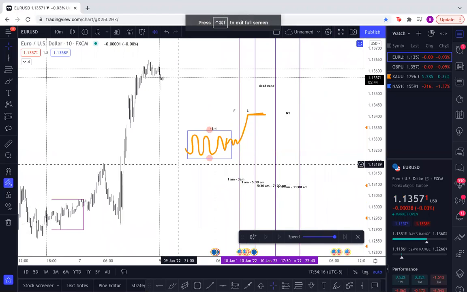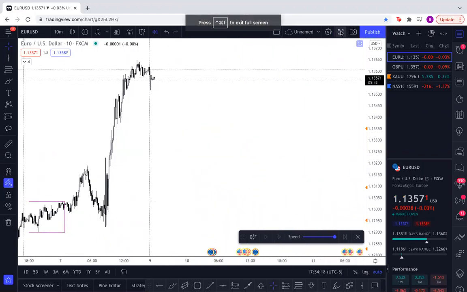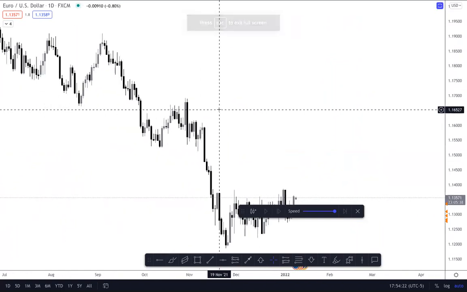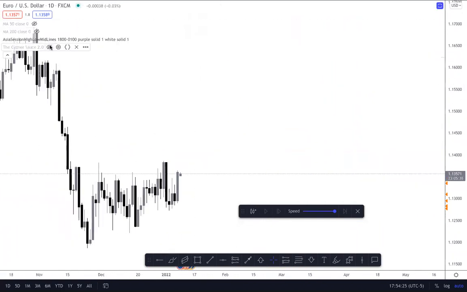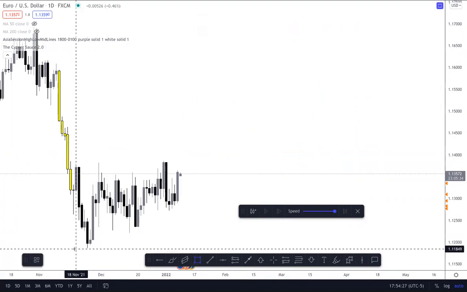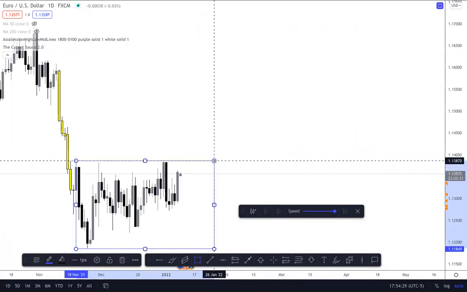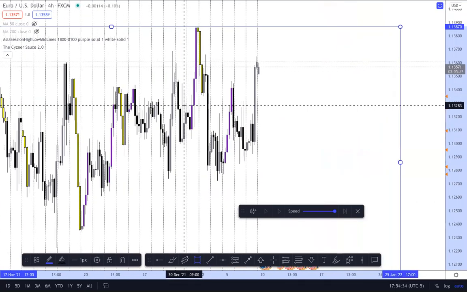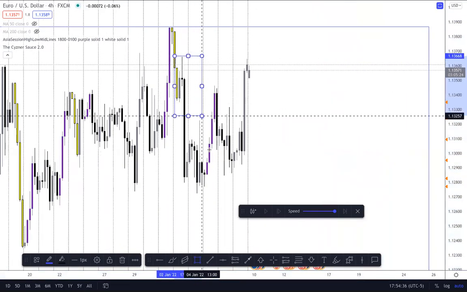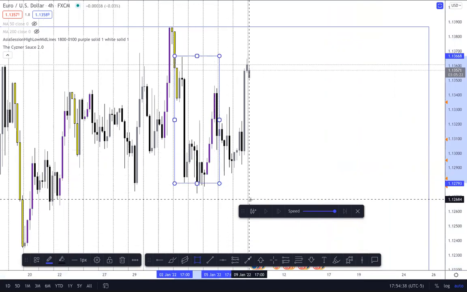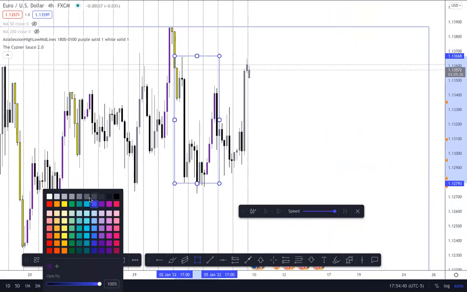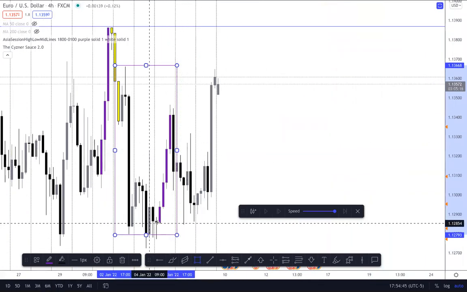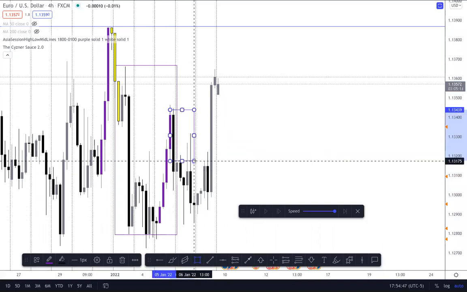Let's do a little breakdown, now that we understand session timings. All right, let's go on to the daily time frame. Let's mark out our injection. Let's go into the 4 hour. Let's see if we see anything crazy here. I see this injection. It clearly got swept. I see this injection got swept down into here.